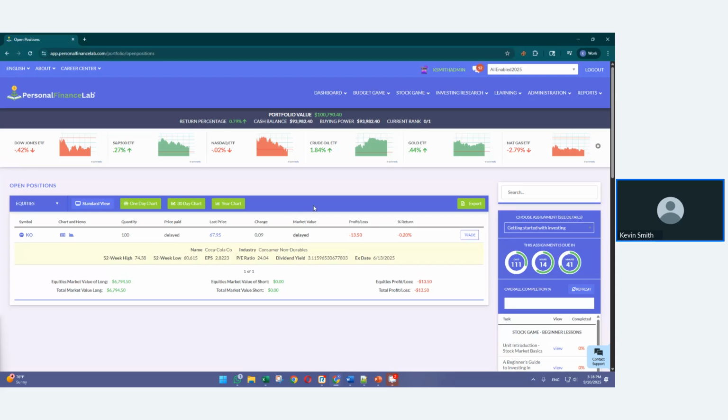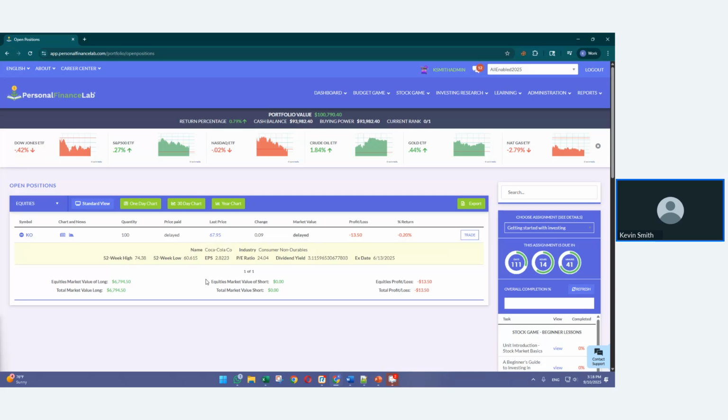Last price change, am I making or losing money on this? There's my portfolio return. So I'm losing a little bit of money right now because the price has already dropped a little bit since I bought it. That's okay. That happens. The name of the company, the industry it's in, so I can see all this information for my stock.